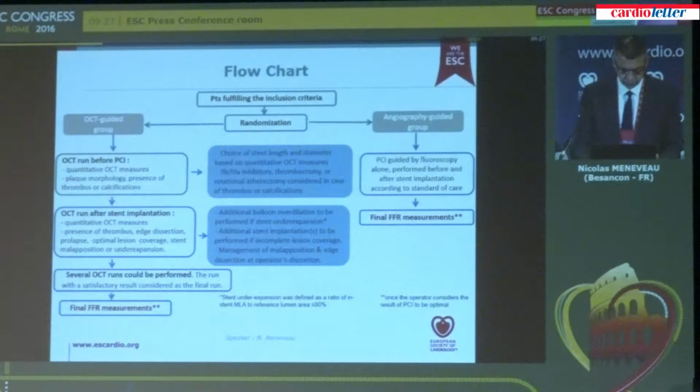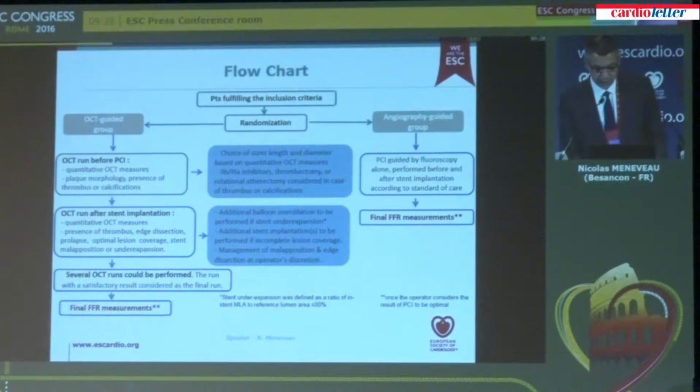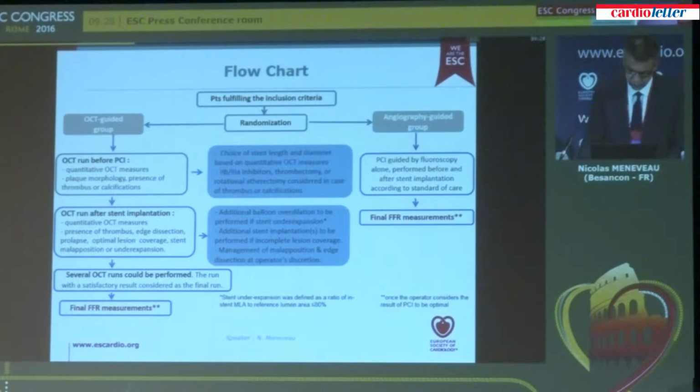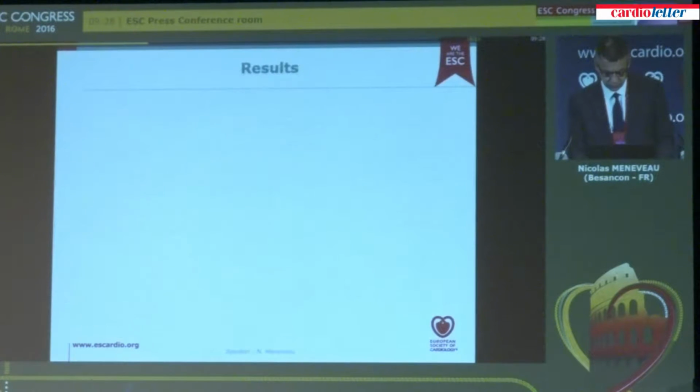Before PCI, the operator was required to evaluate quantitative OCT measures, plaque morphology, and presence and extent of thrombus or calcification, and the length and diameter of the stent were to be chosen based on quantitative OCT measures. After stent implantation, again, operators were required to evaluate quantitative OCT measures as well as presence of thrombus, edge dissection, tissue prolapse, optimal lesion coverage, and stent malapposition or underexpansion. Consequently, additional balloon overdilatation or additional stent implantation were to be performed in case of stent underexpansion or incomplete lesion coverage.